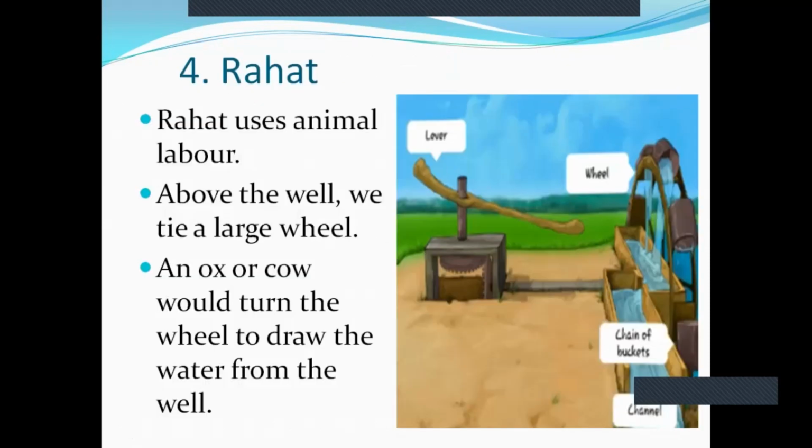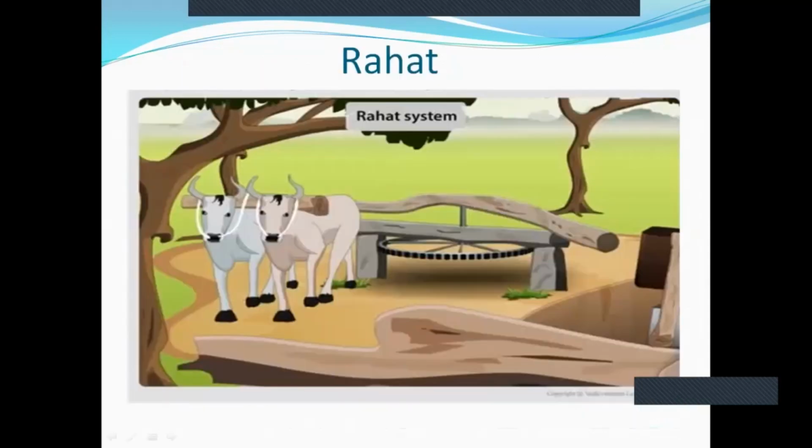Okay, the last one is Rahat. Rahat is pulled by animals. Above the well, there is a large wheel tied. Okay, and the cow or an ox will turn the wheel to draw the water from the well. To get a clear idea, I'm sharing another picture. I hope you will understand what is done here.